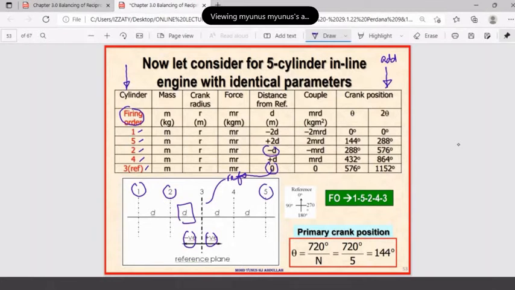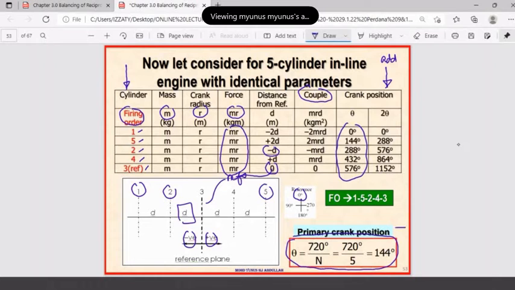Then you have the magnitude of force. You can look at the magnitude of force: all are the same because m and r are constant parameters, and so is the force, unless you are talking about a compressor, for example, because a compressor has multiple stages, with different performance. The next one is the couple. You look at the couple, you have different magnitudes. And of course this is the arrangement when you decide to take 0 at the vertical plane. This is 144 for this one.